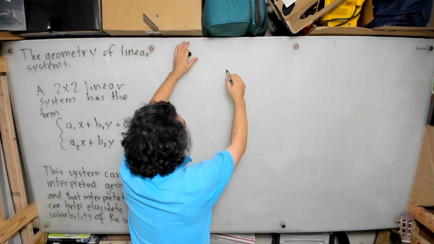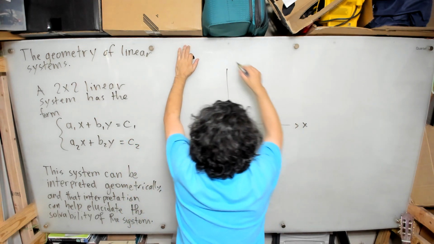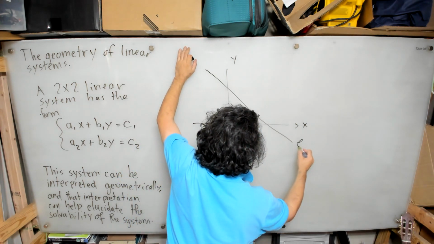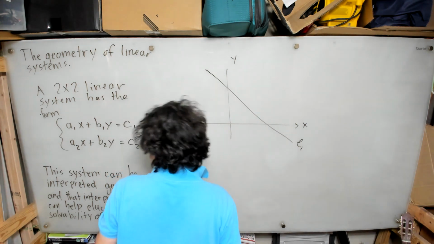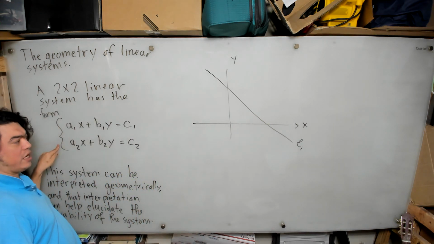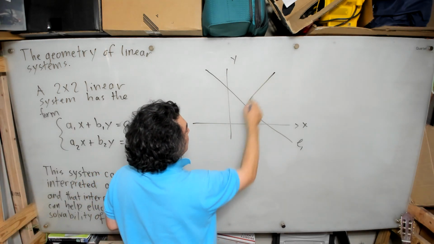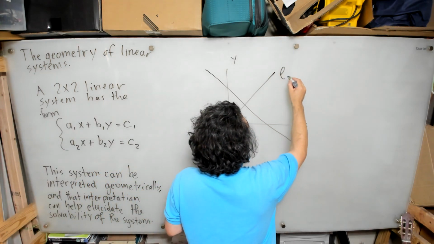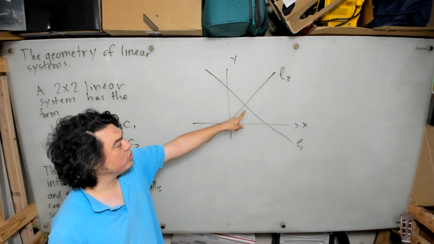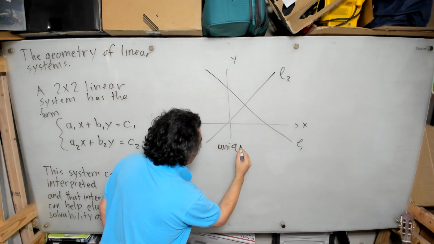The case number one is that this is my xy plane, let's say, and I have one line like this. Let's say this is L1. Let L1 represent this first equation, and let L2 represent this equation. If L2 is like this, then there will be a unique solution because the two lines will intersect in that one point. So this is a unique solution.